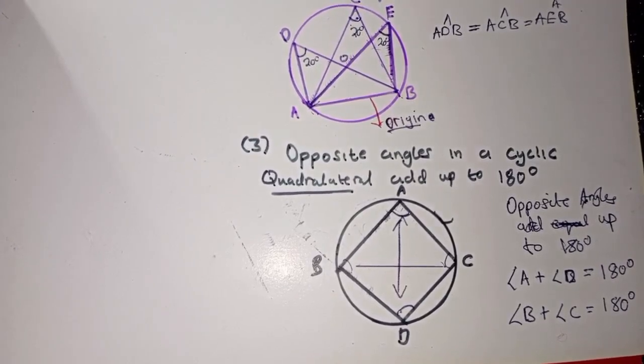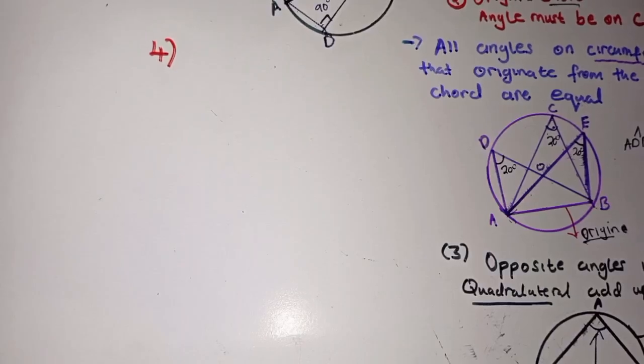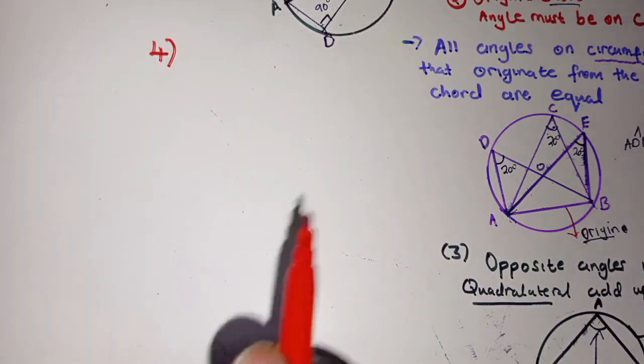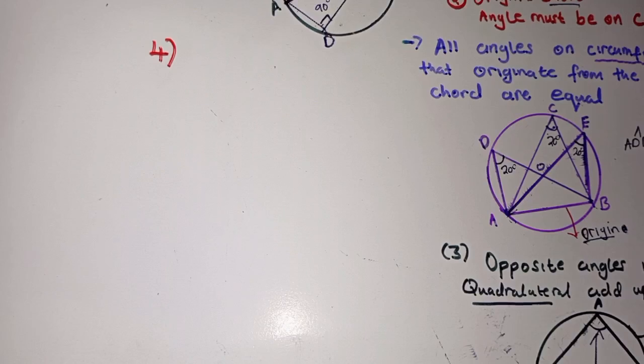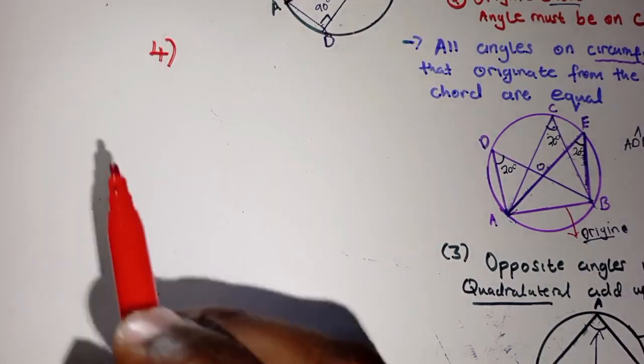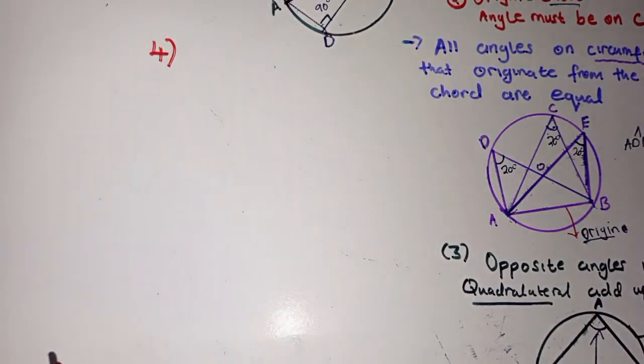Let's go to the next property, property number 4. All these three properties that we've just discussed, you can use them to solve a number of questions. But this property has to do with the center and the radius.